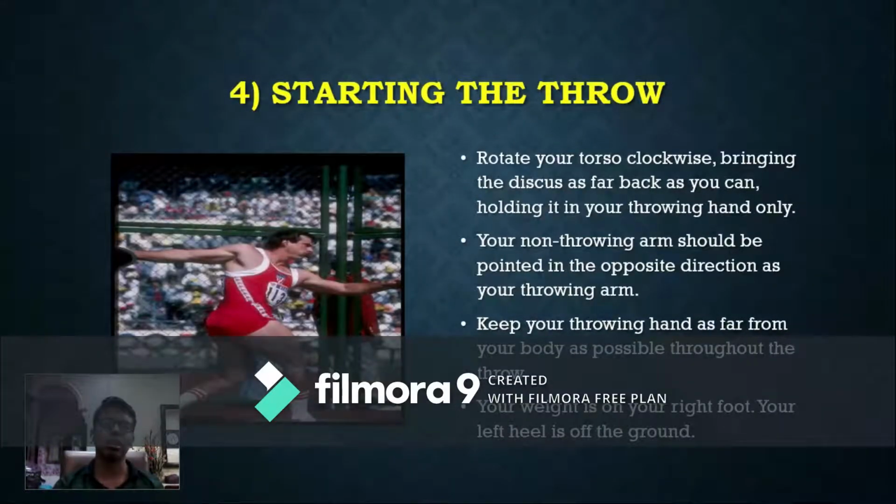Step 4. Starting the throw. Rotate your torso clockwise, bringing the discus as far back as you can, holding it in your throwing hand only. Your non-throwing arm should be pointed in the opposite direction as your throwing arm. Keep your throwing hand as far from your body as possible throughout the throw. Your weight is on your right foot. Your left heel is off the ground.